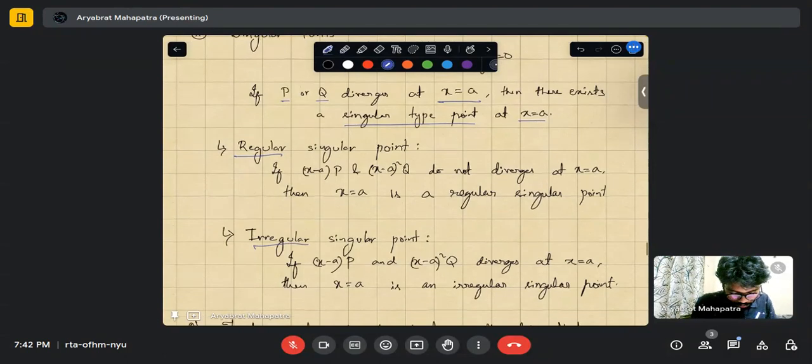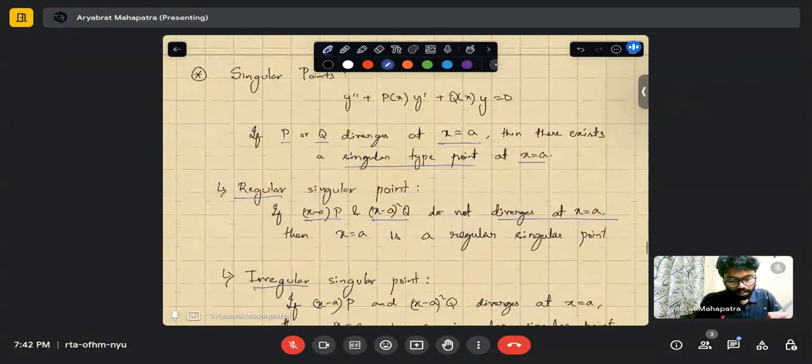So regular is something if they obey this condition: x minus a times p, and x minus a whole square times q, do not diverge at x equals a. The first thing you have to check is whether p and q are diverging at x equals a or not. If they are diverging, then that is your singular point. If they are not, then that is your ordinary point.